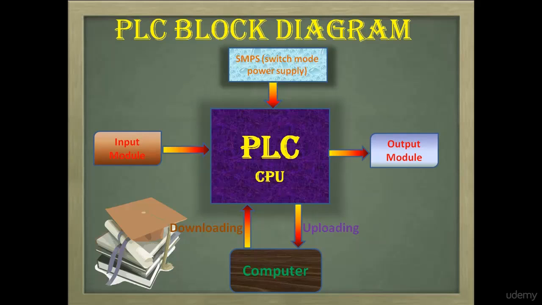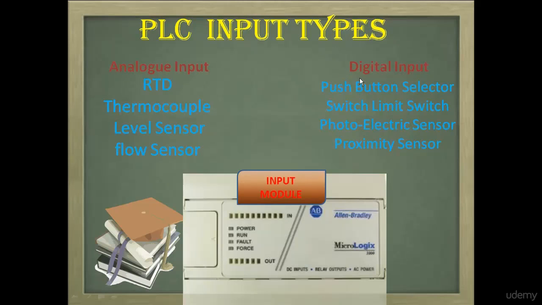A PLC receives and sends two types of signals, that is analog and digital. For the PLC input types, now we consider analog input. For this, you can connect to this module RTD, resistance temperature detector, thermocouples, thermistor, level sensor, flow sensor, etc. All these sensors give the value in the form of an electrical signal, that is 0 to 10 volt or 4 to 20 milliampere.